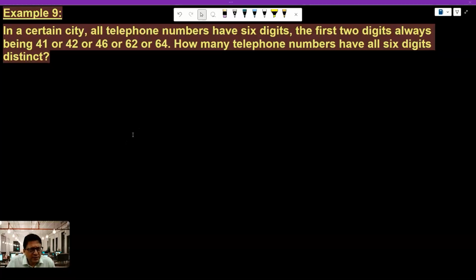In a certain city, like a hypothetical one, all telephone numbers have 6 digits. The first 2 digits are always 41 or 42 or 46 or 62 or 64. How many telephone numbers have all 6 digits distinct?